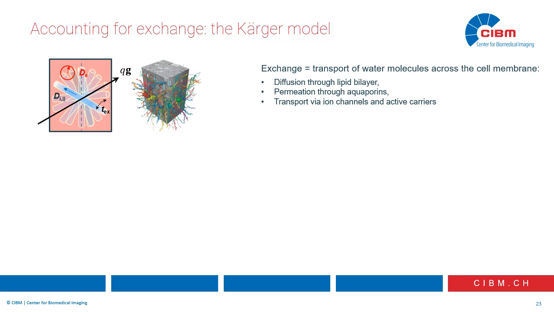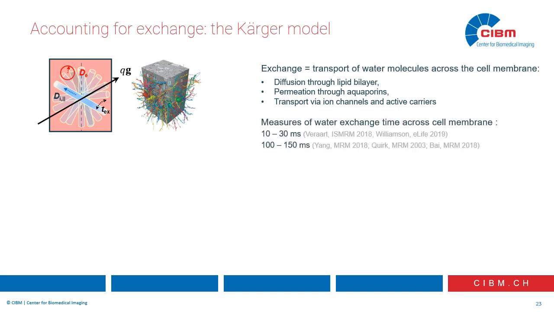Now, the other angle of approach is, instead of accounting for soma, for starters, to try to account for exchange, because in the absence of myelin, perhaps there is a substantial exchange between intraneurite and extracellular water. And by exchange, of course, we mean all possible types of exchange in biological tissue across the cell membrane, be it diffusion through the lipid bilayer, permeation through aquaporins, or transport via ion channels and active carriers.